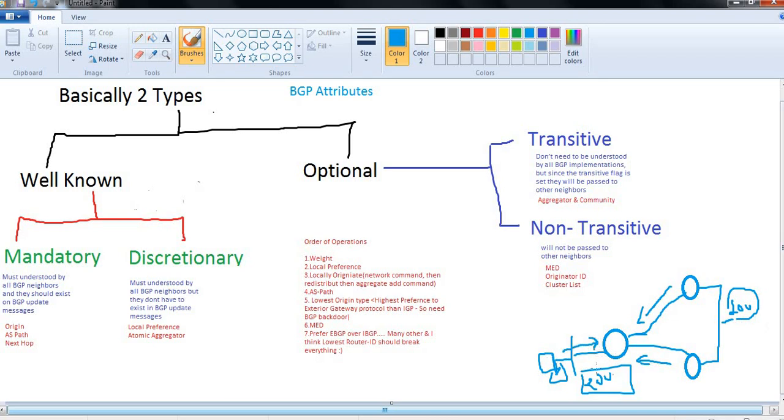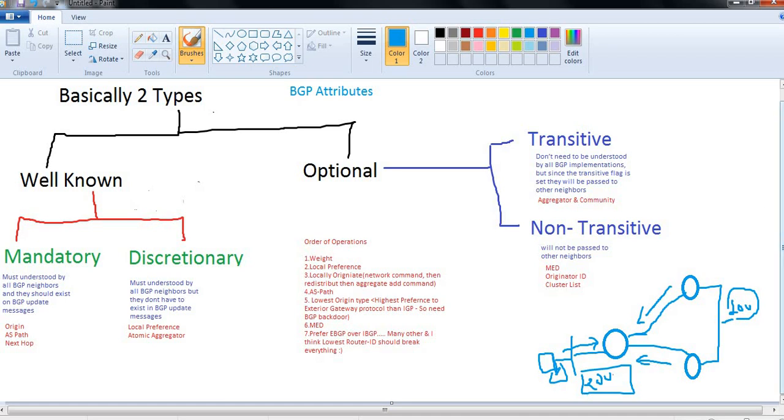We have some metrics here which define how the traffic should be sent from this router, and that metric in the BGP protocol is called attributes. These metrics are different in other routing protocols. For example, OSPF has cost, EIGRP has different metrics, and so on. Today we are going to discuss BGP metrics. We call them BGP attributes.